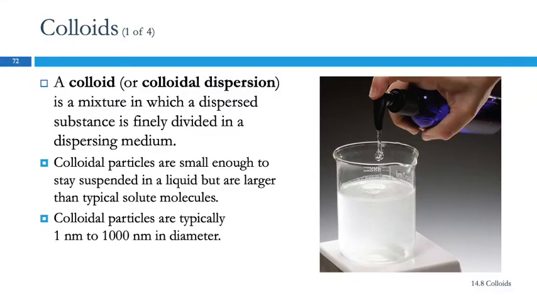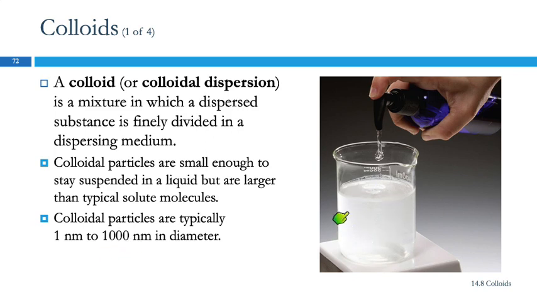Colloids. Colloids are also called colloidal dispersions. These are mixtures in which what you can think of as the solute, whatever's dispersed in the liquid, is just finely divided in the dispersing medium. The colloidal particles are small enough to stay suspended, but they're larger than typical molecules. Typically they'll be a nanometer to 1,000 nanometers in diameter.